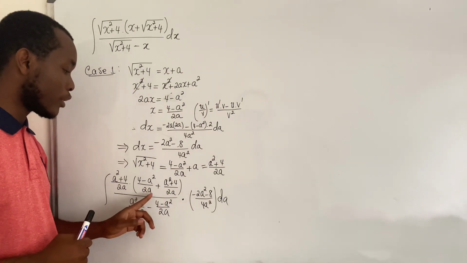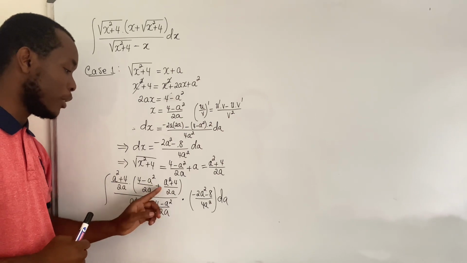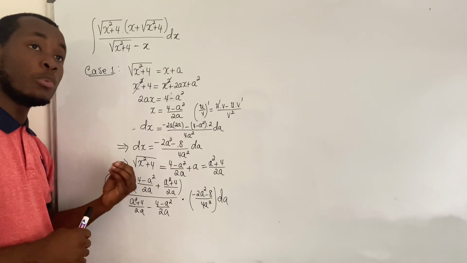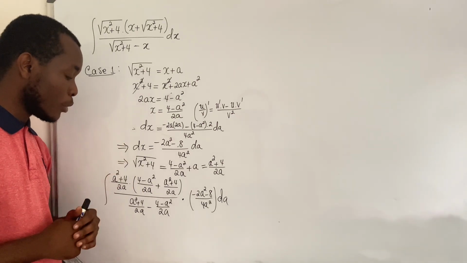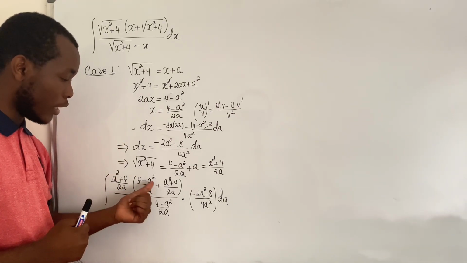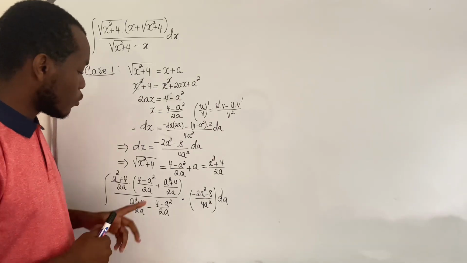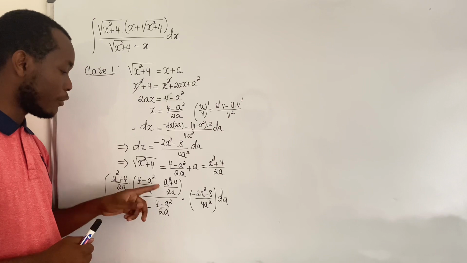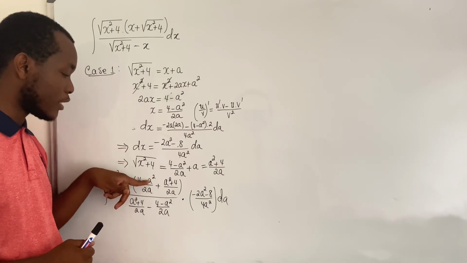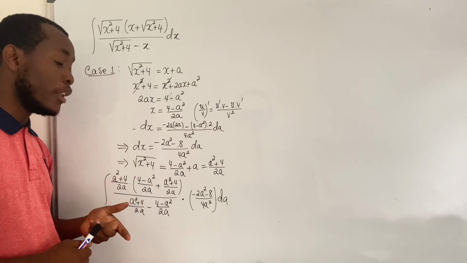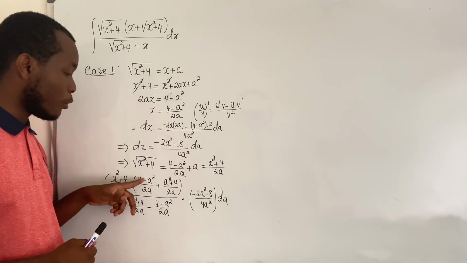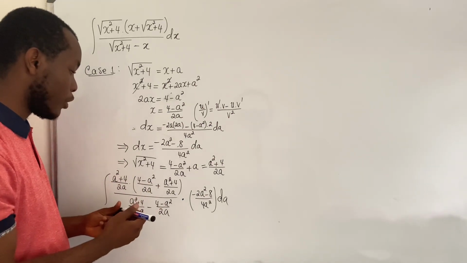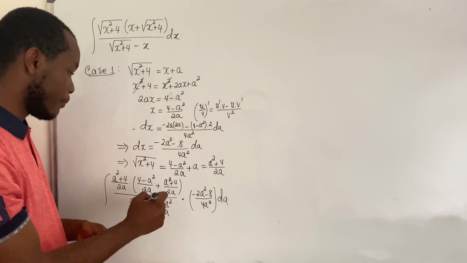So the rule for adding fractions: if the denominators are the same, we just keep one denominator, the same denominator, and we add the numerators. We have 2a for both of them, so we just add the numerators. If we add the numerators, we realize that minus a squared plus a squared cancel out, and 4 plus 4 produces 8. That means this expression can be reduced to 8 over 2a.